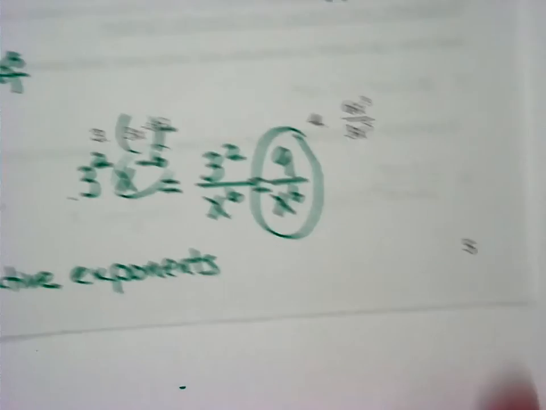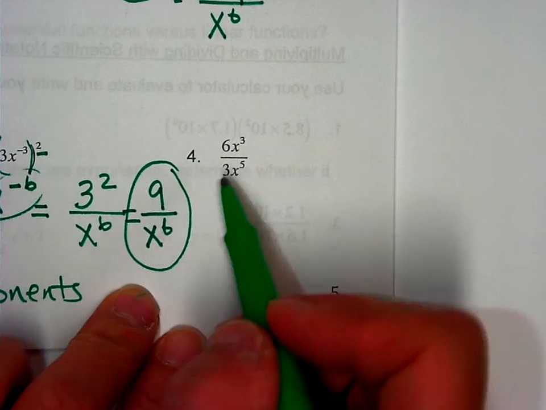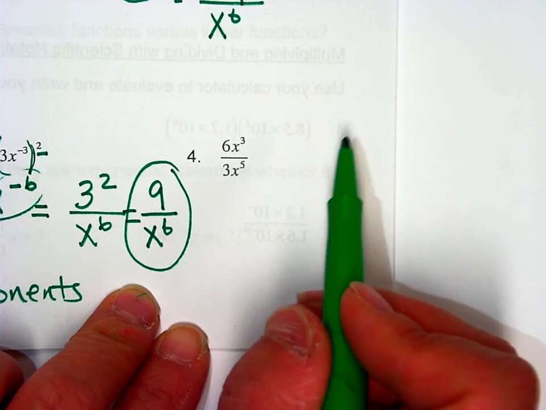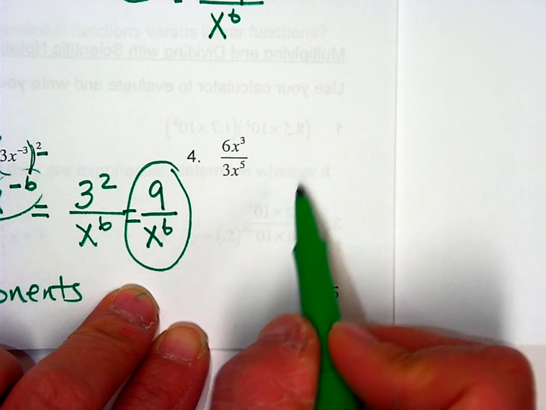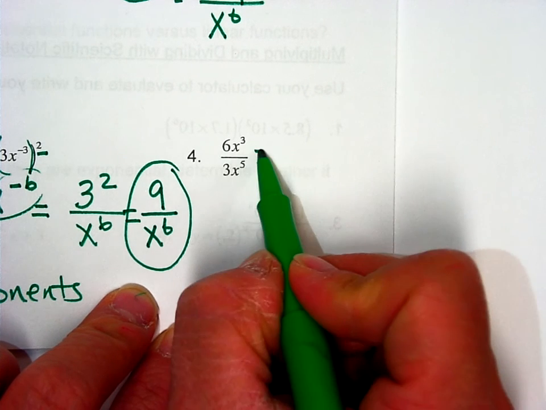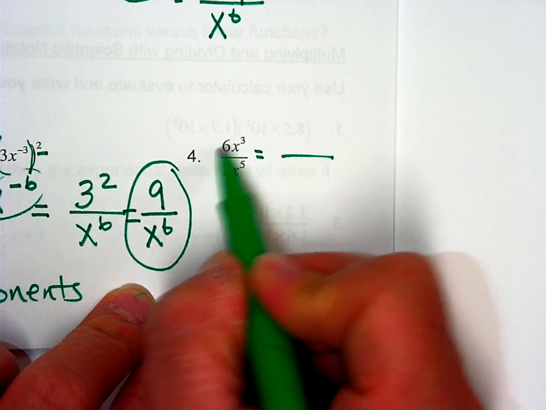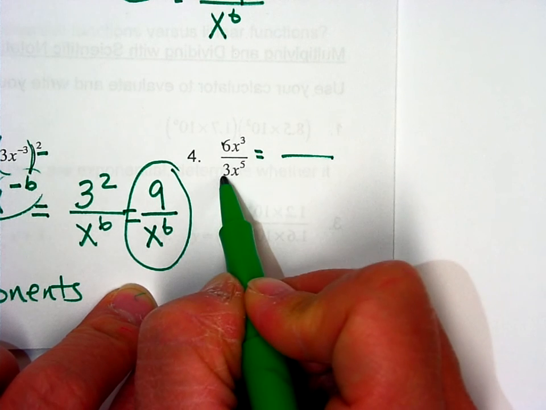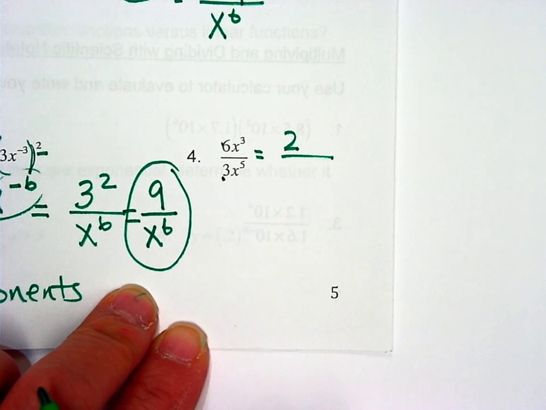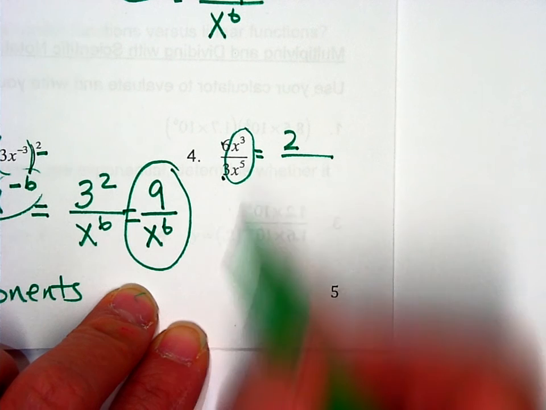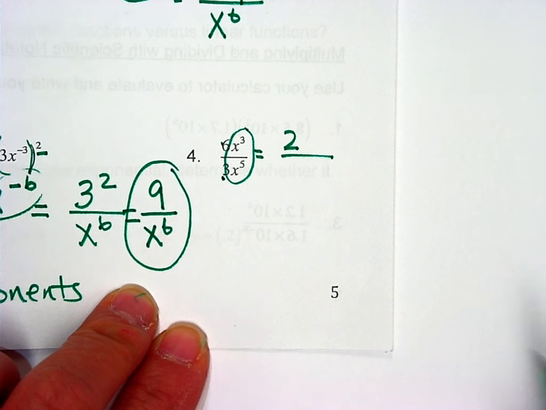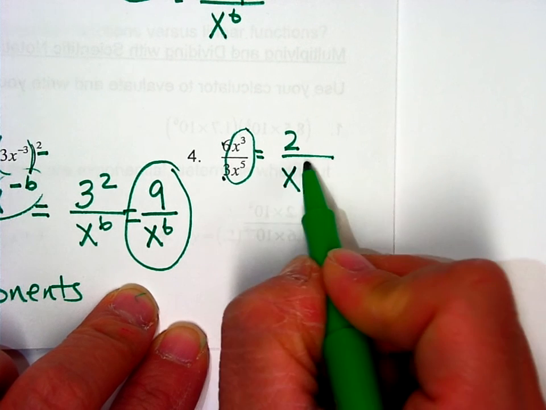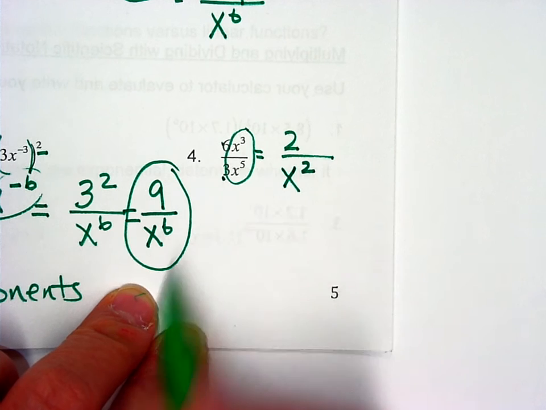Okay, last one. Do I have a power to a power? No. So nothing to distribute. Do I have any negative exponents? No. So I just need to go through and simplify the numbers and the x's. 6 divided by 3 is 2. Or 2 over 1 if you want to. Look at your x's. I have more x's on the bottom. How many more x's? I have 2. It's 5 minus 3. This is it. You are done.